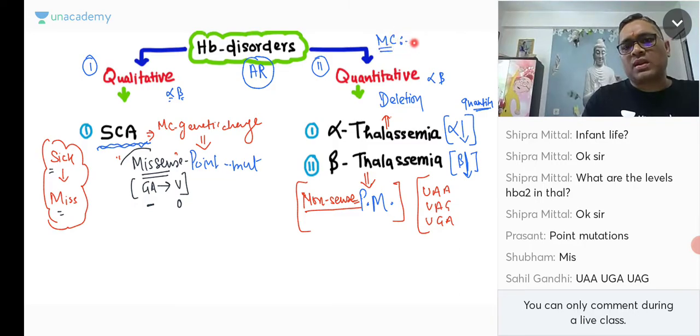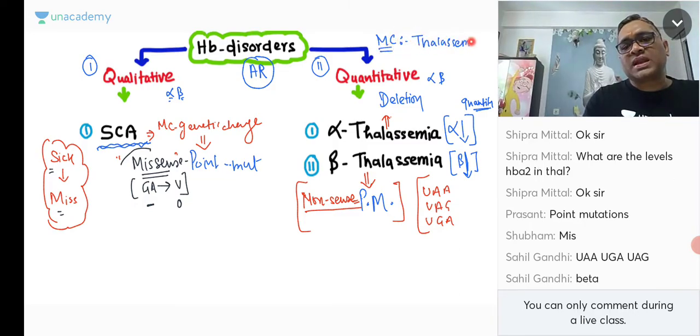That was the NEET PG question in 2017. So most common is the thalassemia. Never go for the sickle cell anemia. And in thalassemia also, the most common is beta thalassemia. So always remember, all these hemoglobinopathies are autosomal recessive, and the most common hemoglobinopathy is thalassemia, beta thalassemia. So now we will start one by one.